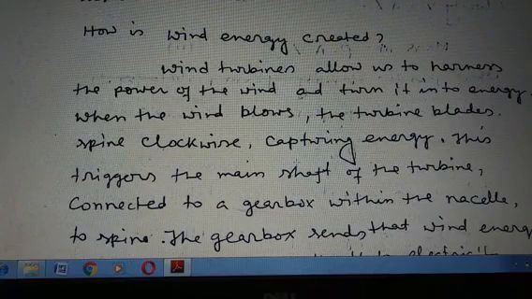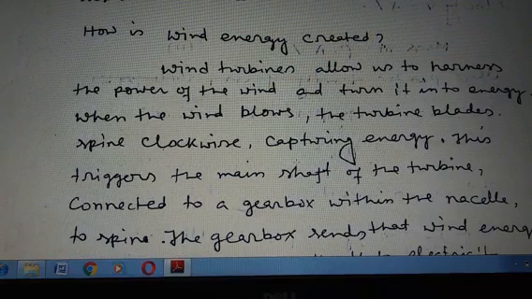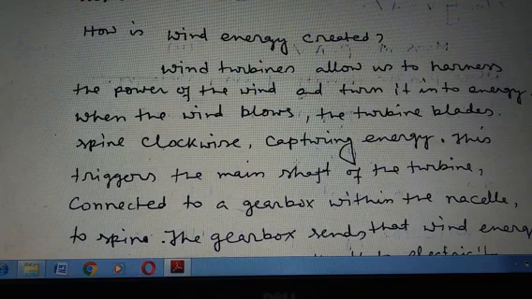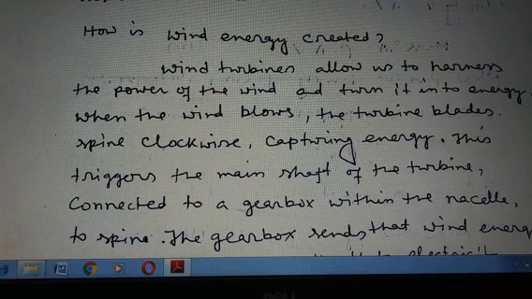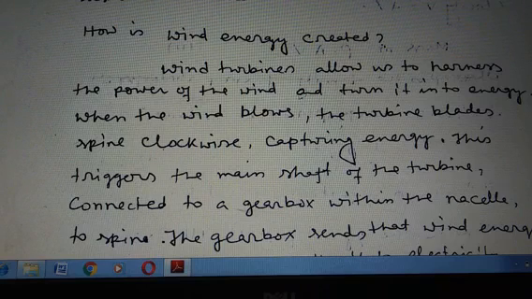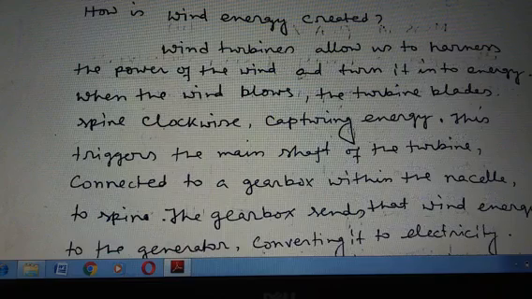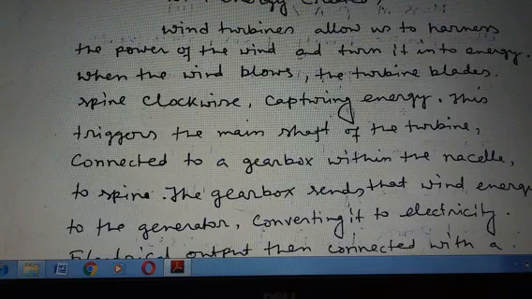A wind turbine converts the kinetic energy of the wind motion to mechanical energy transmitted by the shaft. The generator is coupled to the shaft and further converts it to electrical energy, thereby generating electricity. That means the wind turbine allows us to harness the power of the wind and turn it into energy when the wind blows. The turbine blades spin clockwise, capturing the energy.